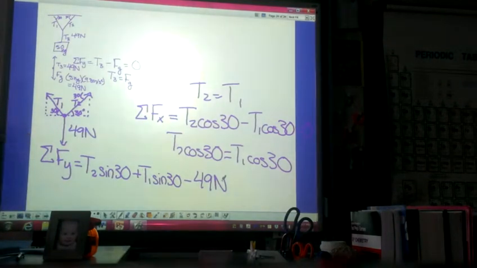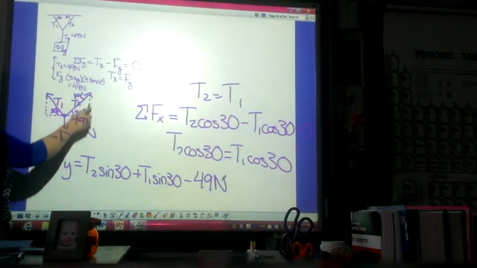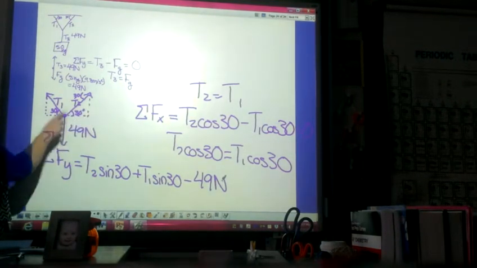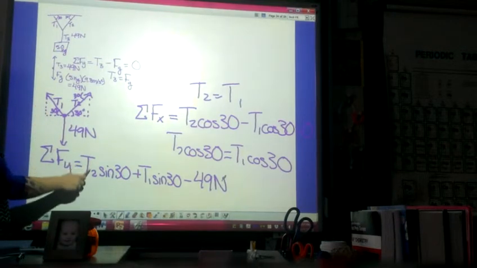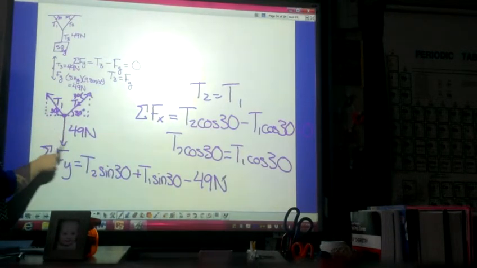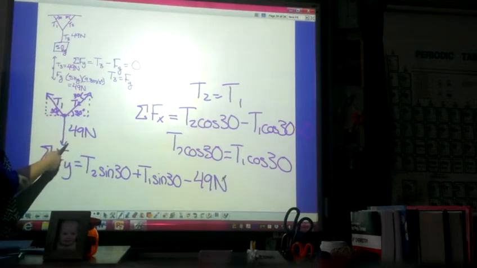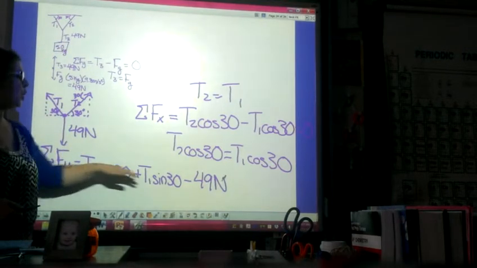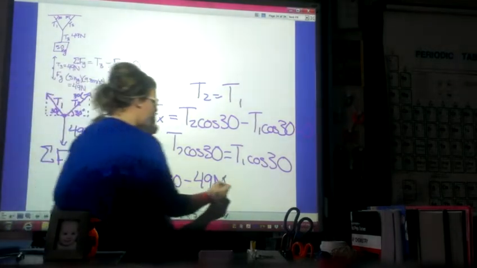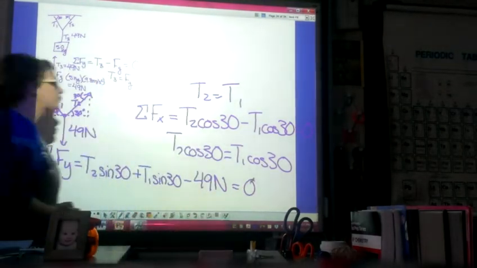Because these are all of my forces that are acting in the y direction, I have a component in the y of T2 and a component in the y of T1, both of those are positive. But then I also have the weight force, or this T3 down here below, which we already found was 49 newtons, and since all of this is at equilibrium, it should all be equal to 0.